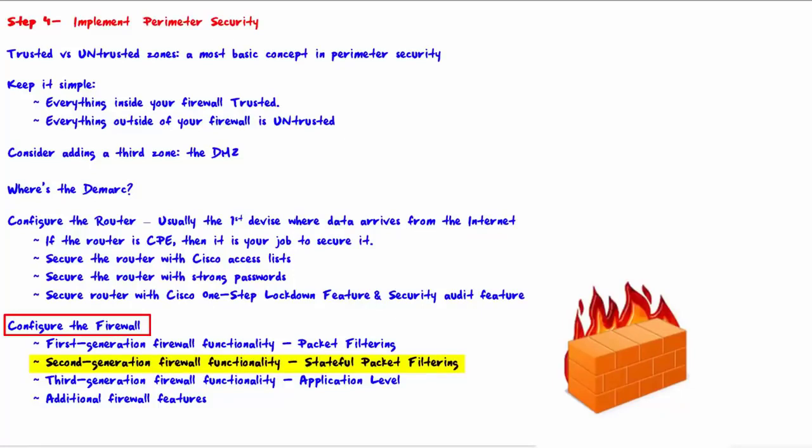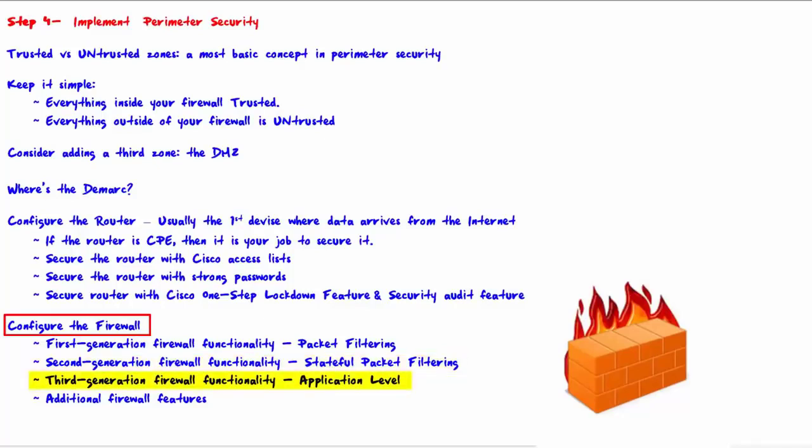Now suppose a website on the internet were to try to make a connection to a server behind your firewall. The firewall would stop this traffic as it is a new connection.